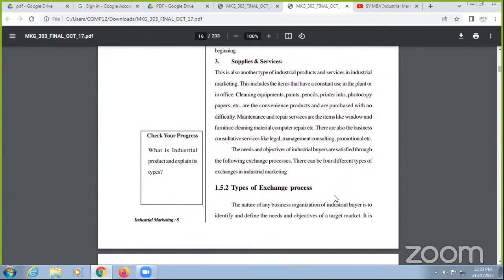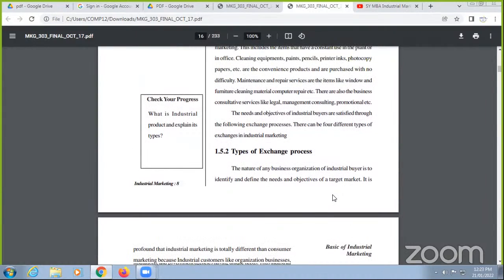The needs and objectives of industrial buyers are satisfied by the following exchange processes. There can be four different types of exchange in industrial marketing. First type of exchange process. The nature of any business organization of industrial buyers is to identify and define the needs and objectives of a target market.